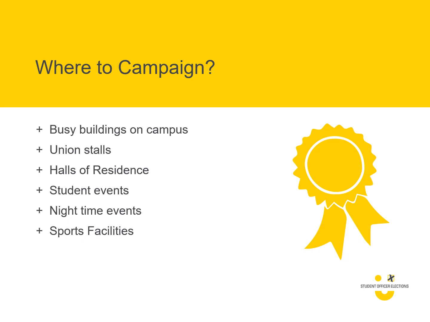The union will have a series of election stalls encouraging students to vote in the election. These will be based both in the union and across campus. Make sure you know where we'll be and when, and make sure you're around to speak to students interested in the election and encourage them to vote for you. Halls are a fantastic place to campaign in the evenings once campus has gone quiet and students have left for the day. But be mindful that these are students' homes, so make sure you are polite and ask permission of hall staff before campaigning.